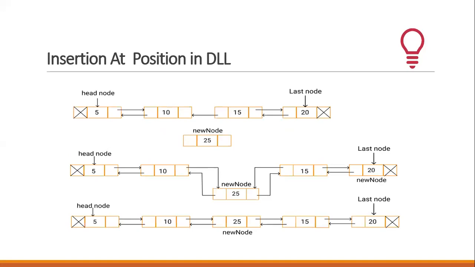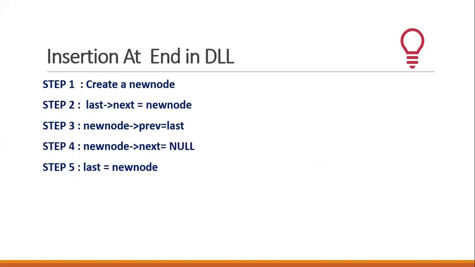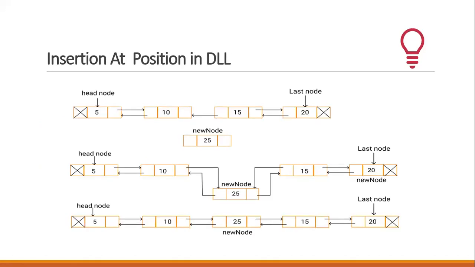Whatever new node we created right now, the next of it we have to signify with null. So that's what we did in step 4. And finally, we denoted our new node as the last node, because now it is appended at the end of the linked list. So this is what is happening when you talk about inserting at the end in a doubly linked list.